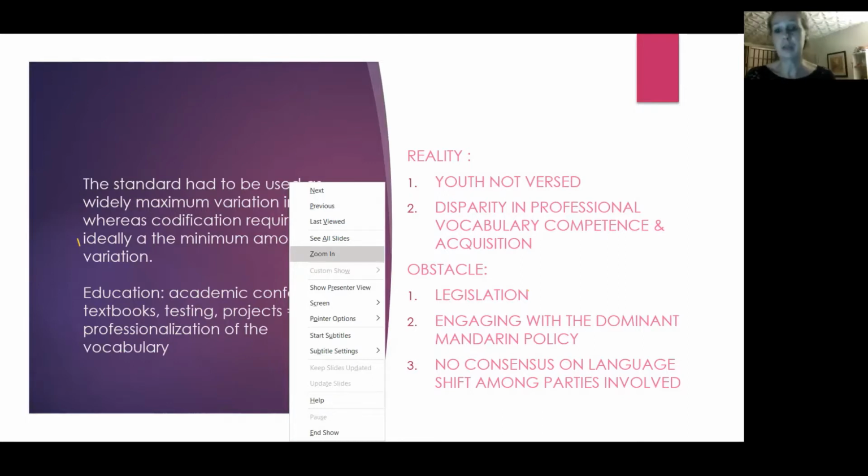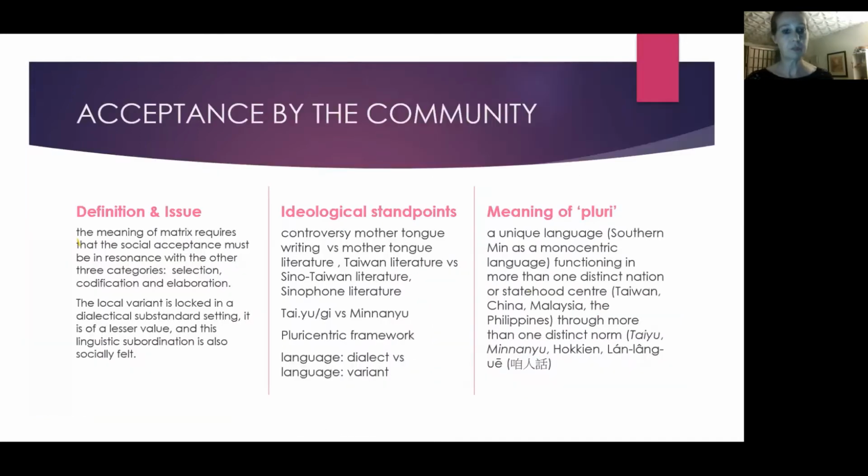Additional obstacles are the very slow legislation, which is very much politics at hand, engaging with the dominant Mandarin policy for sure. And at times also the lack of consensus on the language shift among the parties involved. Then we come to the final step, that is the acceptance in society. Next slide: acceptance by the community.